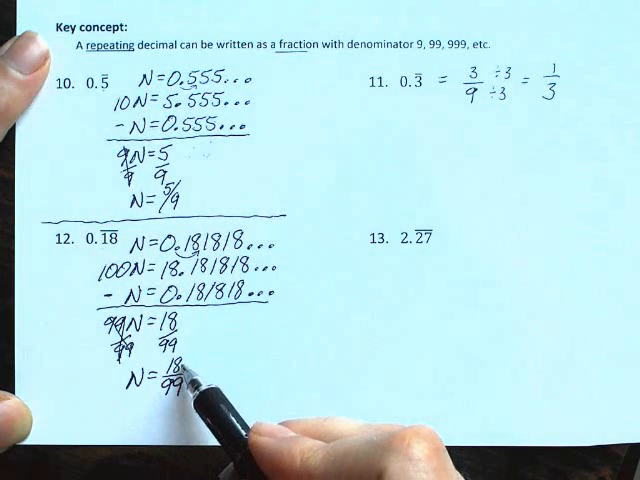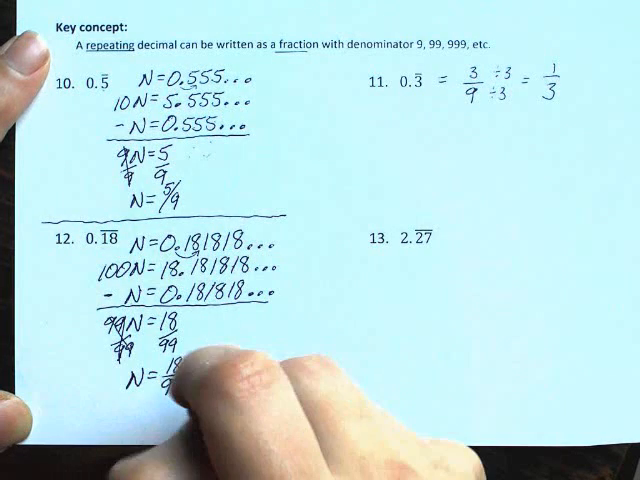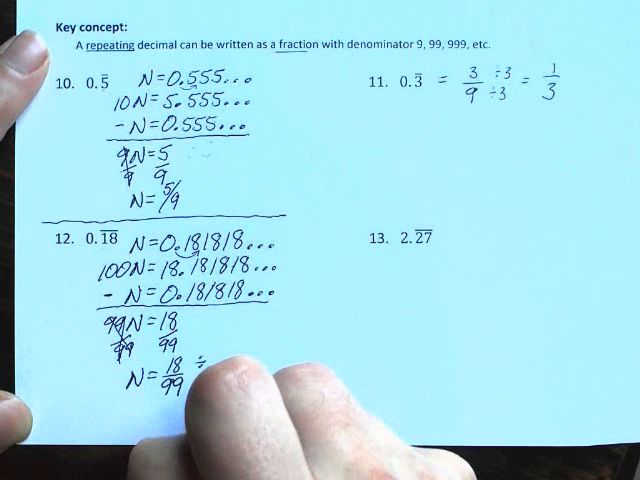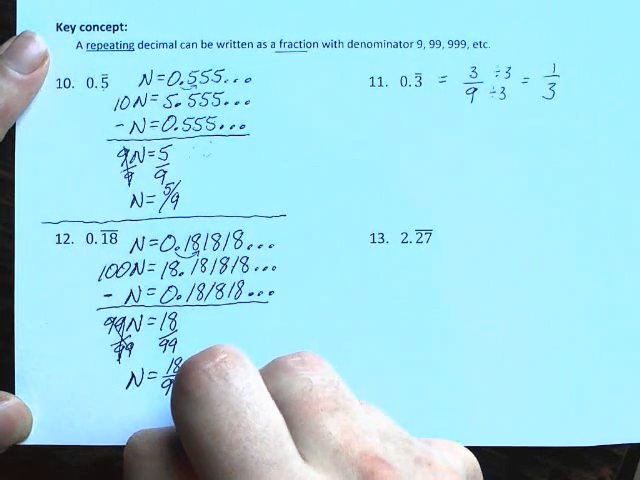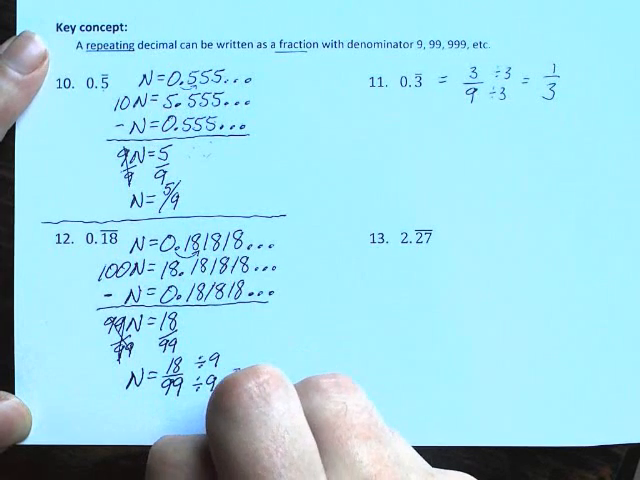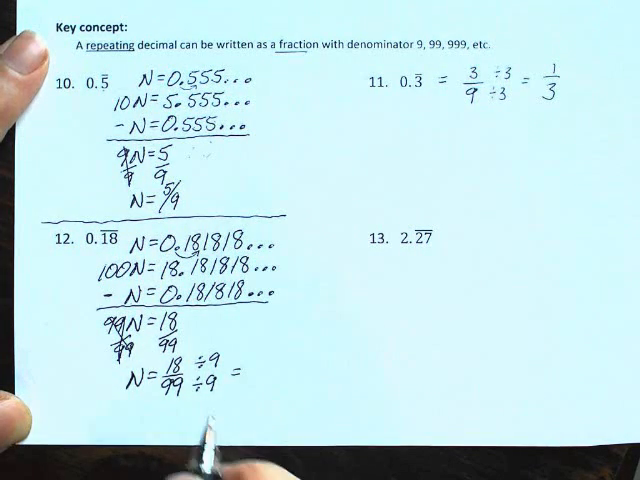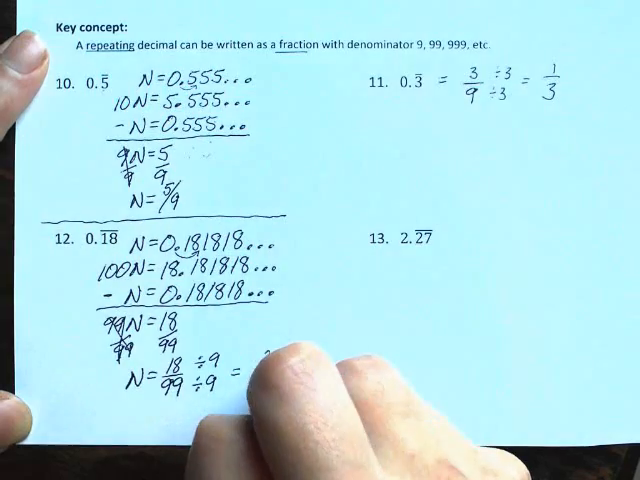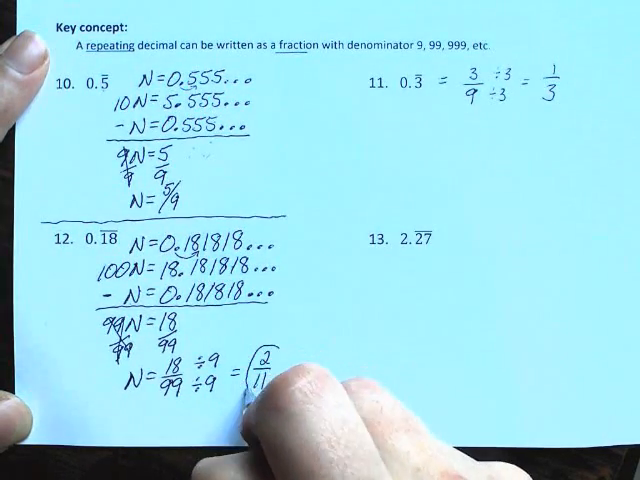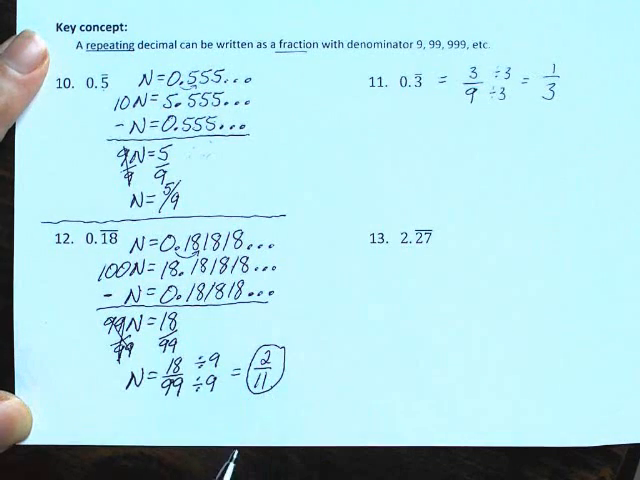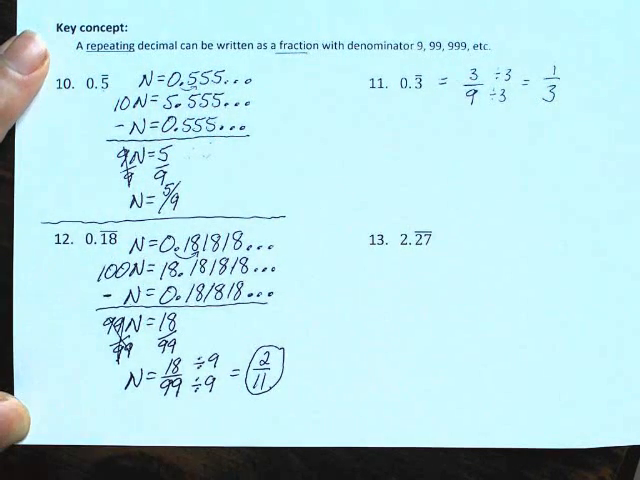There is a number that will divide top and bottom. Let's do that so that we get this reduced. Okay. We can divide 18 and 99 by 9. So divide this by 9, divide this by 9, and let's see what we get. 18 divided by 9 is 2. 99 divided by 9 is 11, and so the fraction 2/11 is the simplified fraction for this decimal.